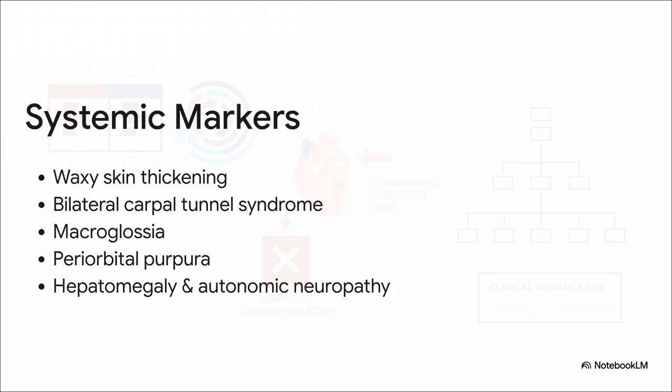Now, these systemic markers, they are literally your cheat codes. They mandate the diagnosis before you even think about touching a biopsy needle. If you've got a patient presenting with new-onset heart failure, and they also happen to have bilateral carpal tunnel syndrome, macroglossia, or periorbital purpura, the diagnosis is essentially handed to you. Also, look out for autonomic neuropathy presenting as orthostatic hypotension. It's another critical systemic marker that definitively separates this from run-of-the-mill heart failure.